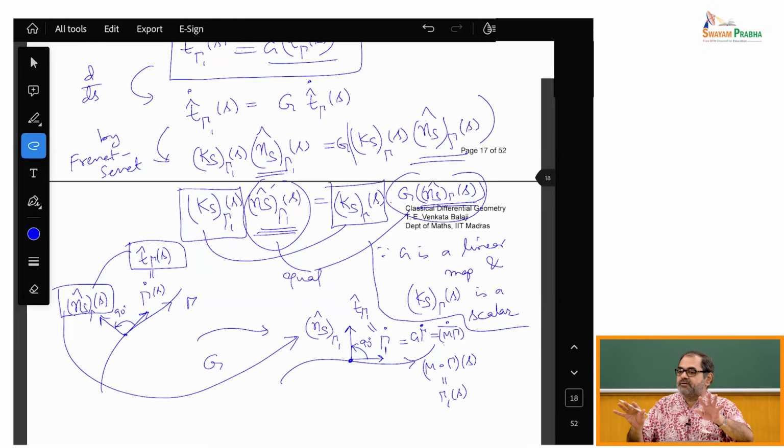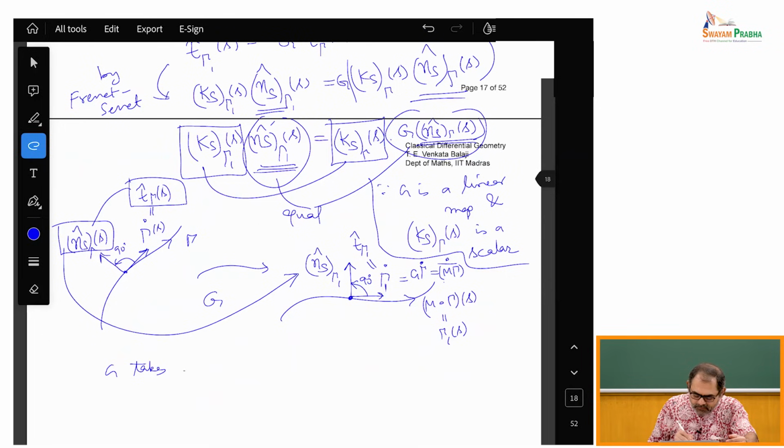If two vectors are the same and they are multiplied by scalars and they are equal, then the scalar part will be the same. And to check that, you have to only dot with the equal vector on both sides, okay. So here I am using the fact that g is an oriented isometry, okay, and which is also linear. I am using that, okay.